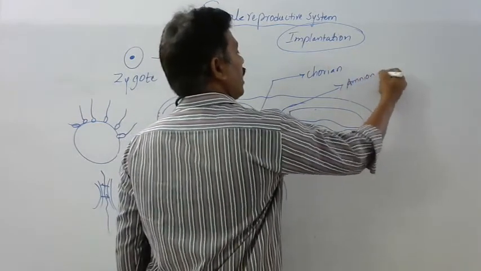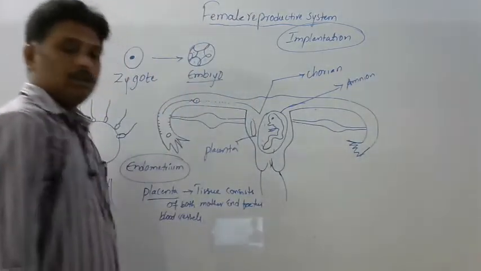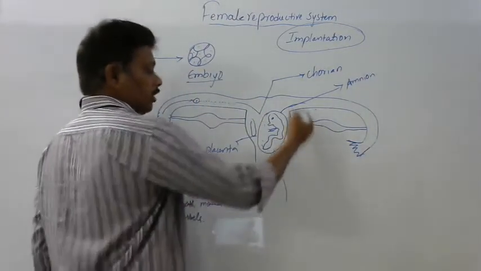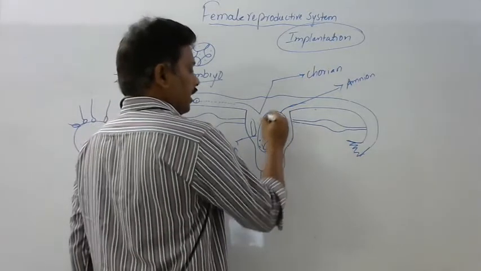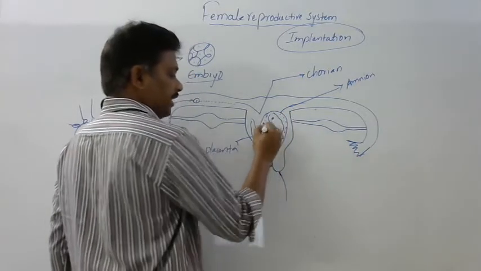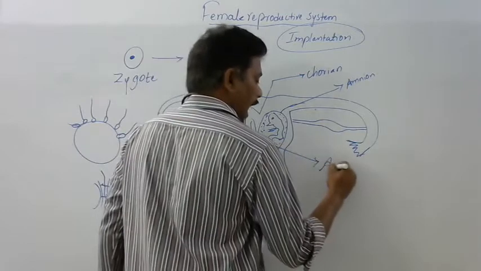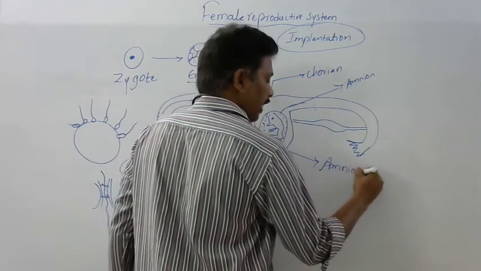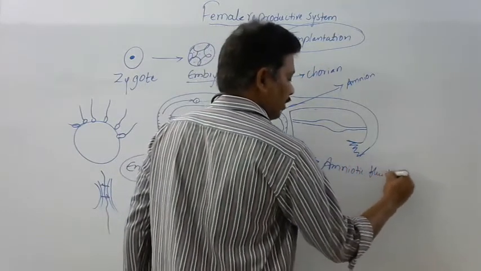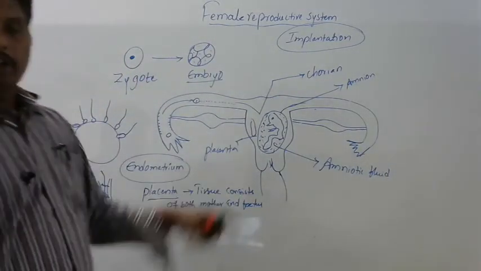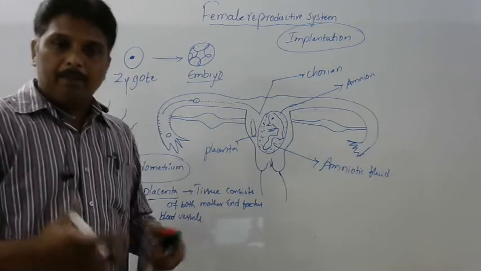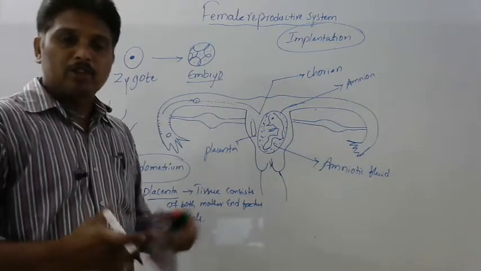Amnion. Chorion is after amnion. When the amnion surrounds the baby, this amniotic layer looks like a sac-like structure. It consists of a fluid called amniotic fluid. Amnion and amniotic fluid protect the baby by absorbing shocks.